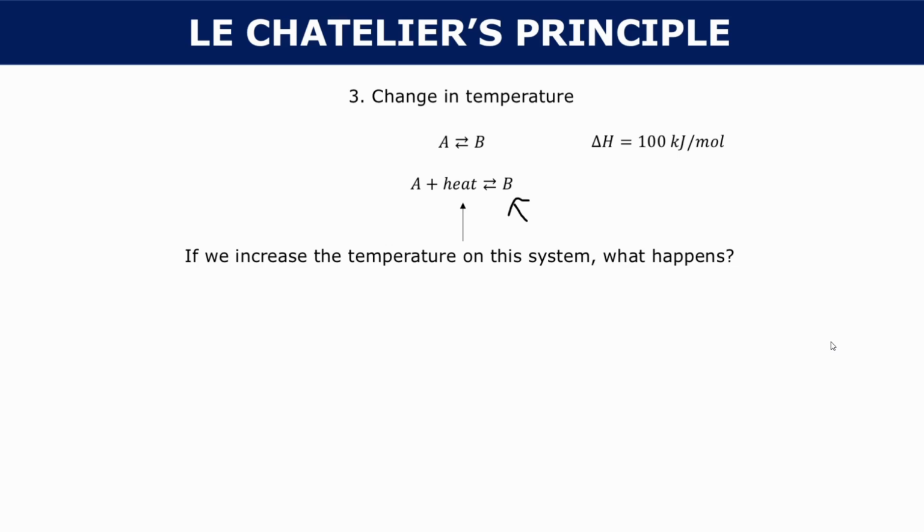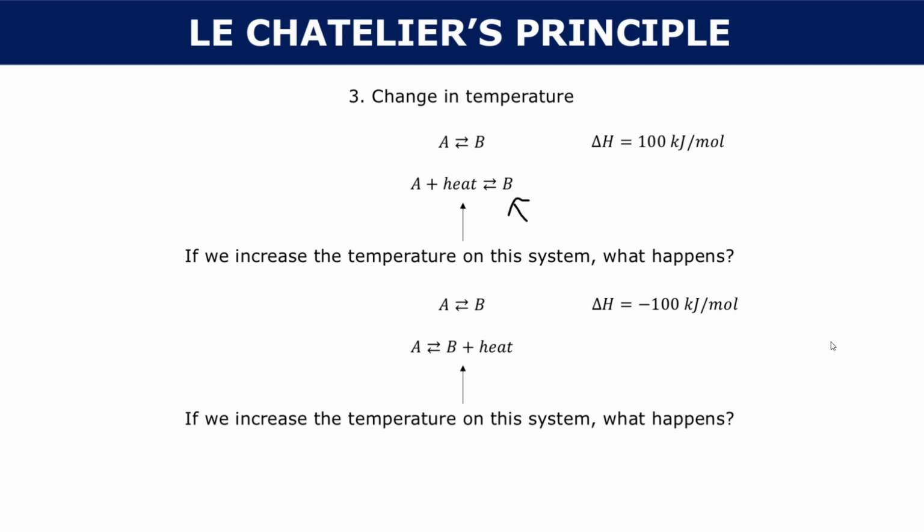On the other hand, if you had A in equilibrium with B, but in this case the change in enthalpy was negative 100 kilojoules per mole, your equilibrium expression would look something like this, where heat is actually a product. And if we were to increase the temperature of this system, what happens? Well, we need to decrease heat. And the way we do that is by consuming heat, which means we speed up the reverse reaction and increase the number of reactants.